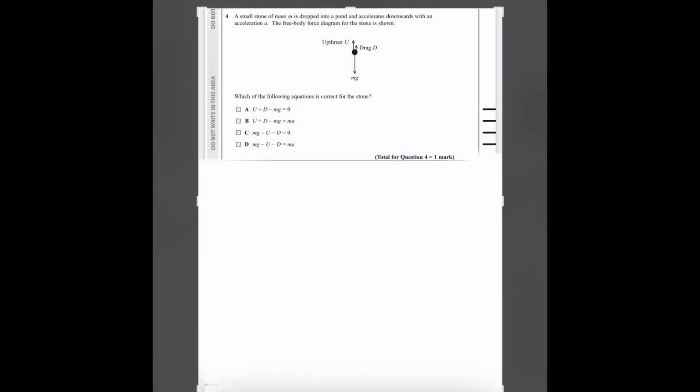Number 4. A small stone of mass m is dropped into a pond and accelerates downwards. So for example, we have the pond surface here and we drop the stone into it, and it sinks in. When the stone is in the water, the free body force diagram for the stone is shown. Which of the following equations is correct for the stone?